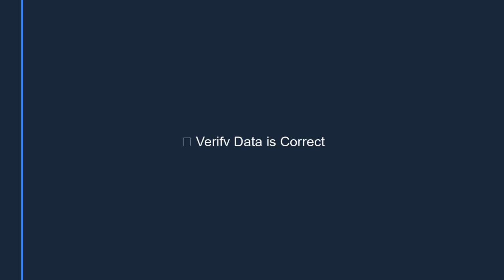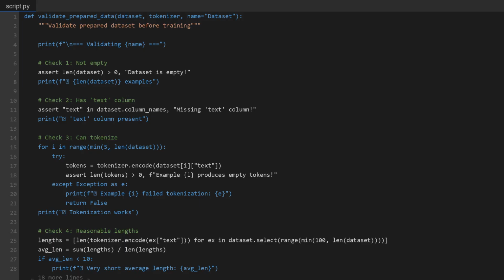Verify data is correct. The validate_prepared_data function is your final quality gate before training begins. It runs 5 checks in sequence. First, it confirms the dataset isn't empty. An empty dataset causes a cryptic training failure that's annoying to debug. Second, it verifies the text column exists, since that's what the trainer will read.